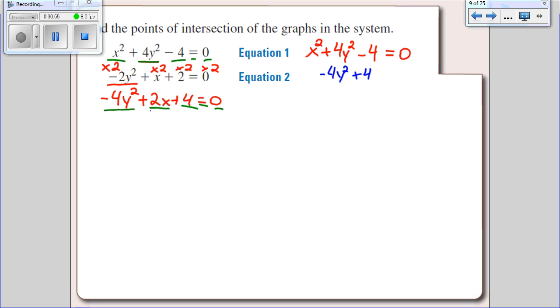When we do this, we're going to choose to add them together. We're adding because our things are the same, which is our y squares. We have opposite symbols, right? We had plus 4 and negative 4. So when we add these together, you should get x squared. These cancel. You're going to get negative 4 plus 4, so these cancel. You have plus 2x equals 0.